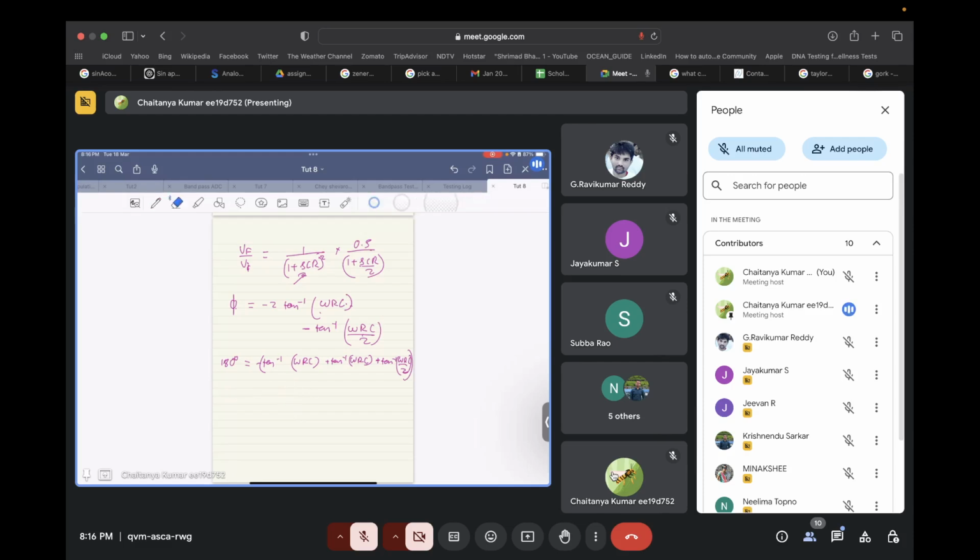So the expression for summation is, if we have tan inverse x plus tan inverse y plus tan inverse z, this is equal to tan inverse of (x plus y plus z minus xyz) divided by (1 minus xy minus yz minus zx). Okay.